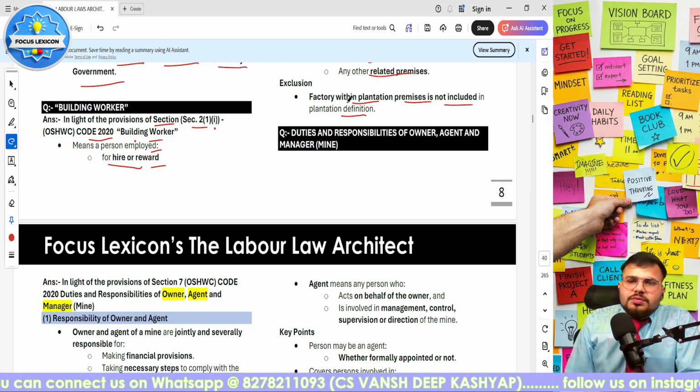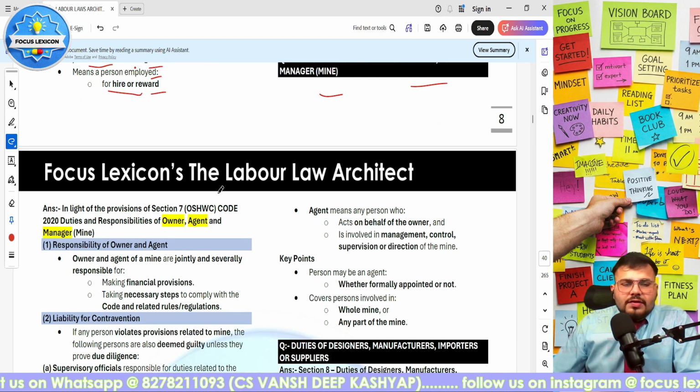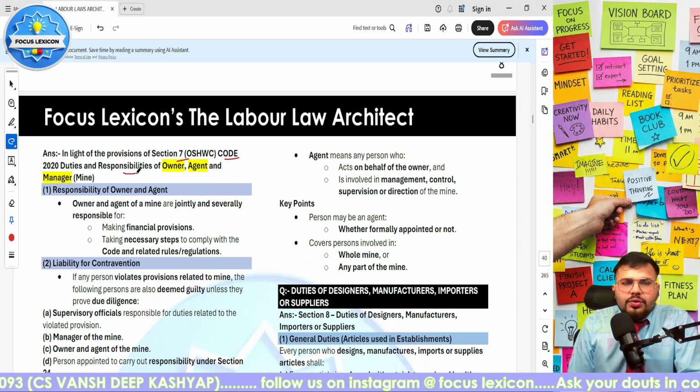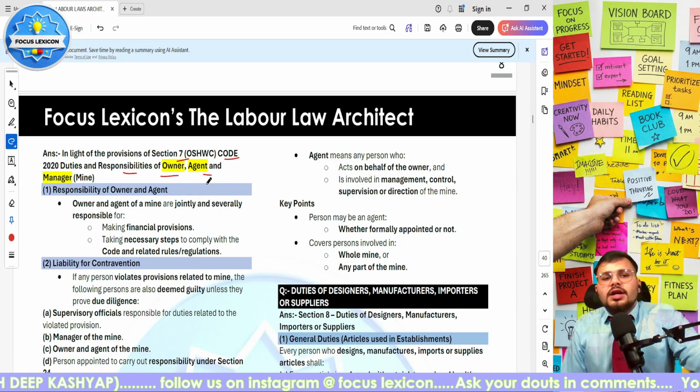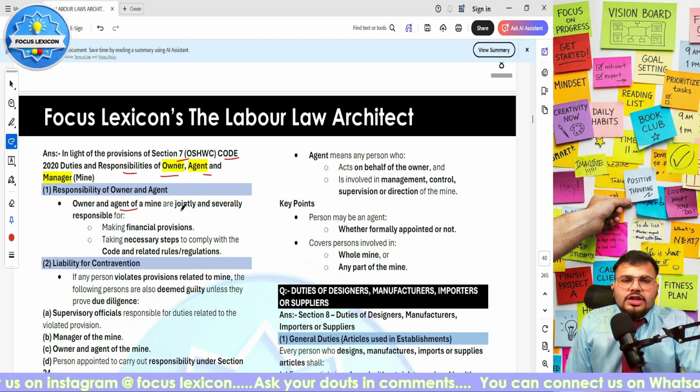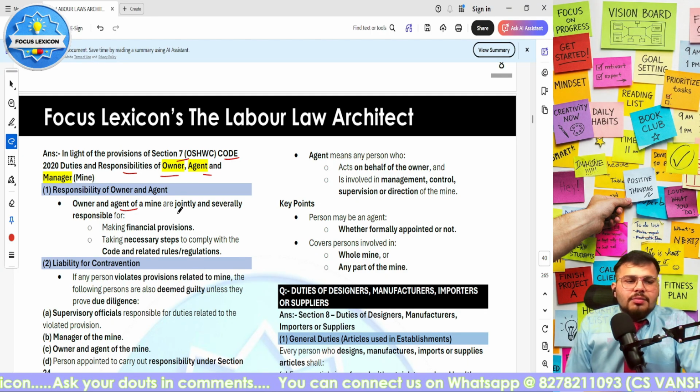Now, duties and responsibilities of owner, agent, and manager of the mine. In the light of provision of section 7 OSHWC Code, duties and responsibilities of owner, agents, and manager of mine. Responsibilities of owners and agent: owners and agent of mine are jointly and severally responsible for making the necessary financial provisions.